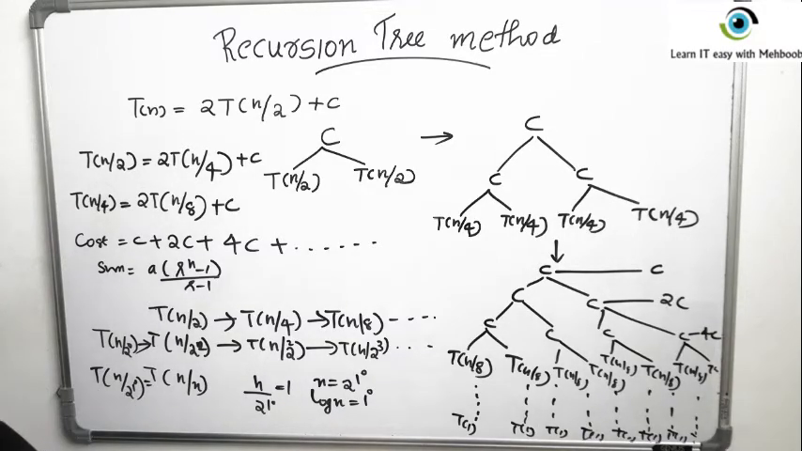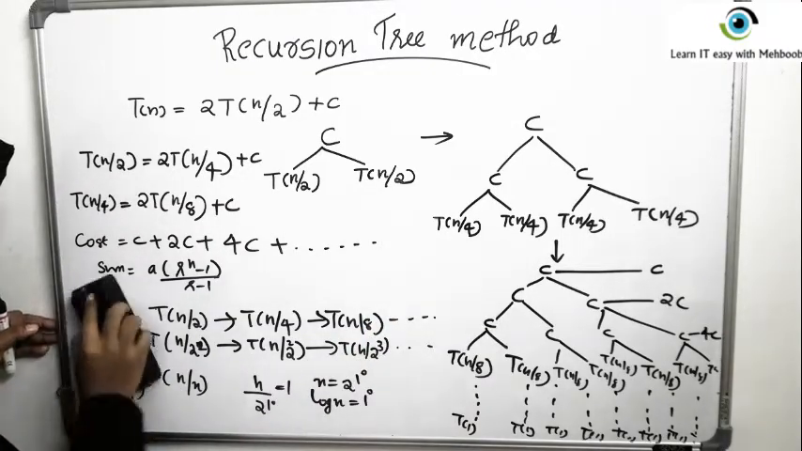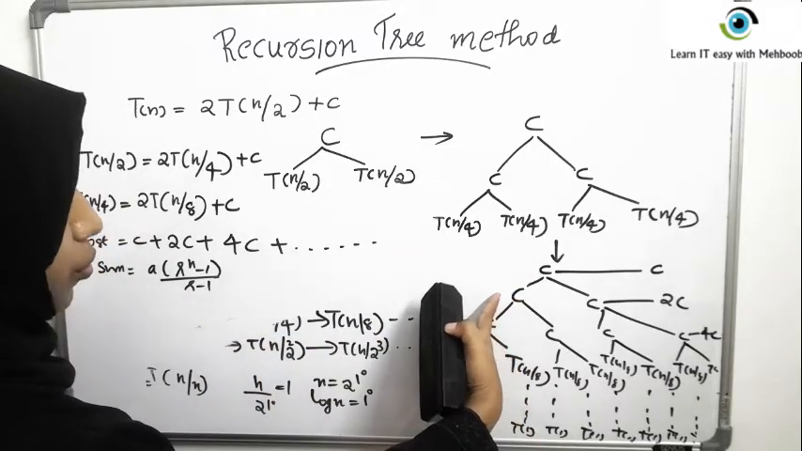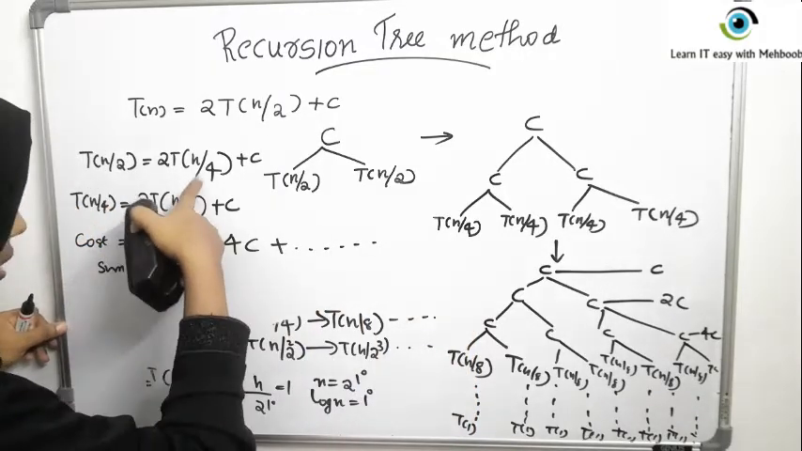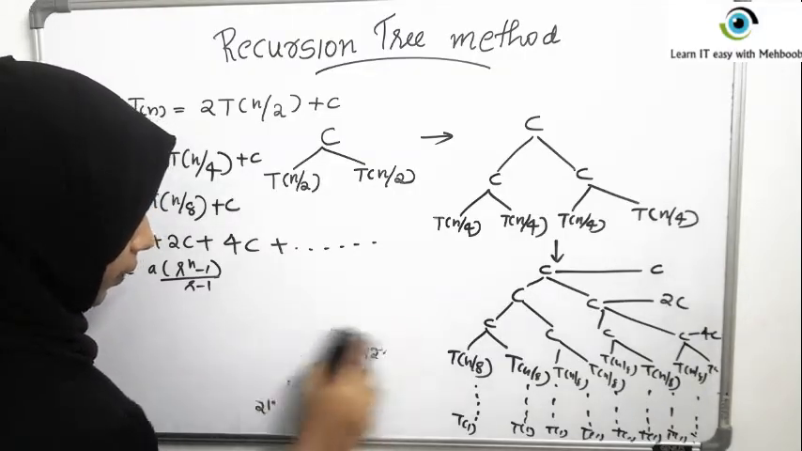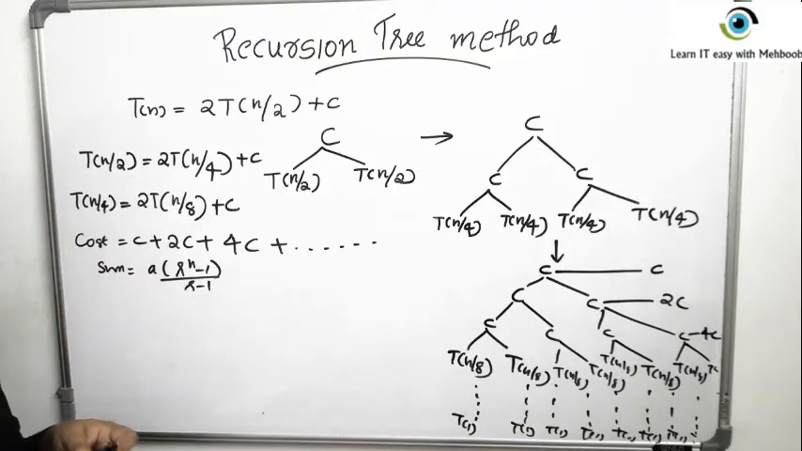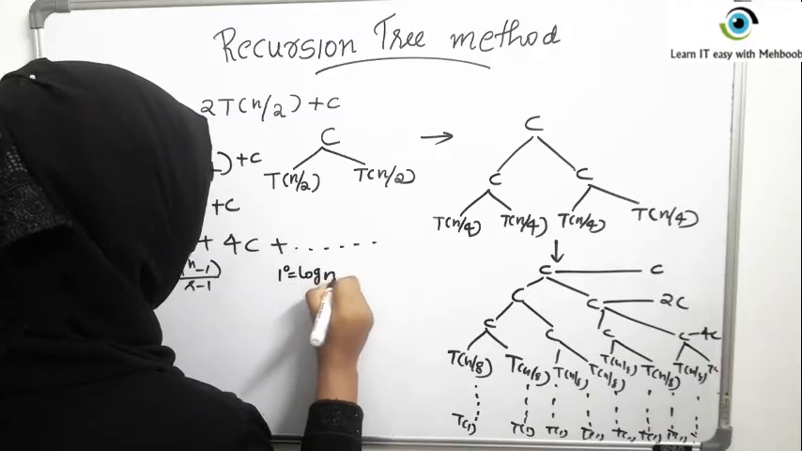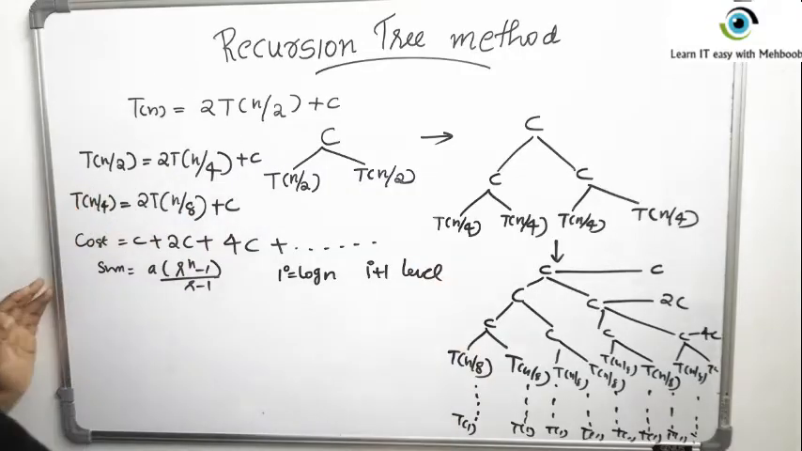So from 0 to i plus 1 levels are there in the tree. Because in the first level i was 0, in the second level i was 1, so 2 raised to 1. In this level i was 2, so 2 raised to 2, that is 4, like this. So there are i plus 1 levels. i is log n, and there are i plus 1 levels till you reach T of 1.